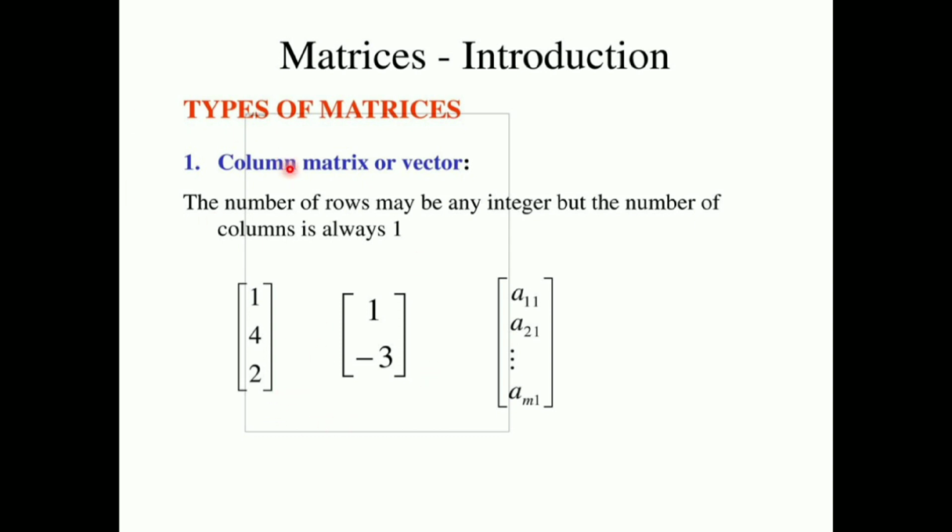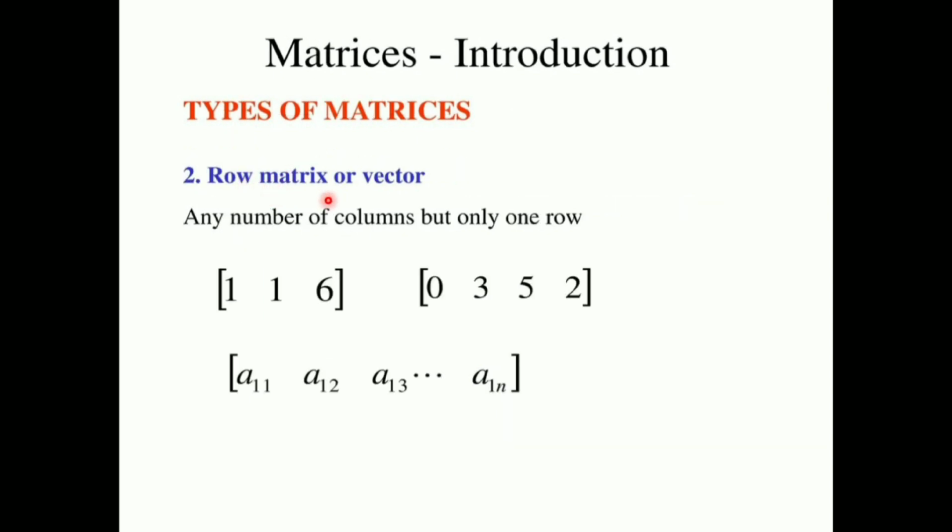Column matrix: a matrix having only one column is called a column matrix. Then row matrix. A matrix having only one row is known as a row matrix. Here the number of rows is only 1 and the number of columns is 3. That's why the order of this matrix is 1 by 3. Here it is 1 by 4. While representing the order, first of all we write down the number of rows and then the number of columns.